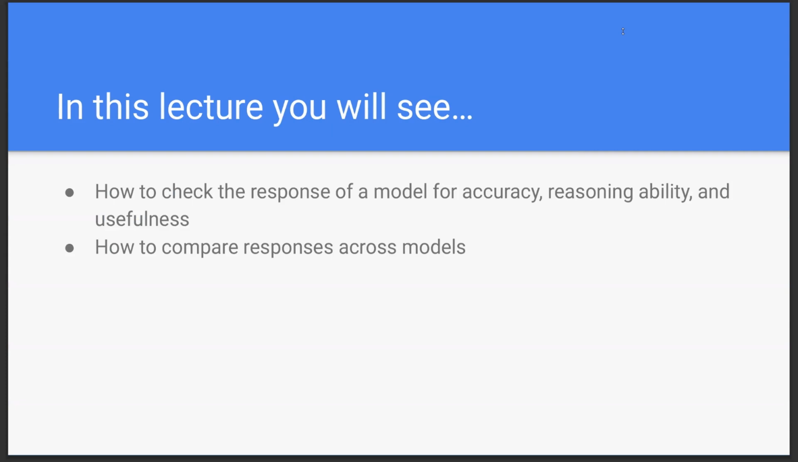In this lecture, we will cover how to check the response of a model for accuracy, reasoning ability, and usefulness. Specifically, we'll explore the criteria for evaluating the quality of responses generated by LLMs. Also, we will cover how to compare responses across different models. We'll discuss methods for comparing outputs from various models to determine which one performs best in different scenarios.